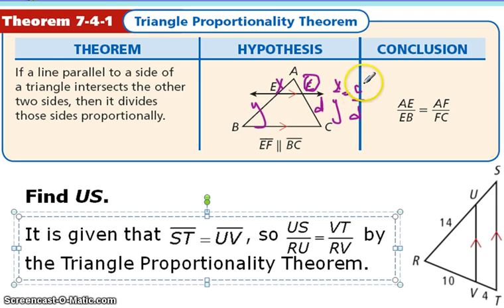So this would be your variable, and you'd cross multiply to solve it. I think we have an example right down here of that.